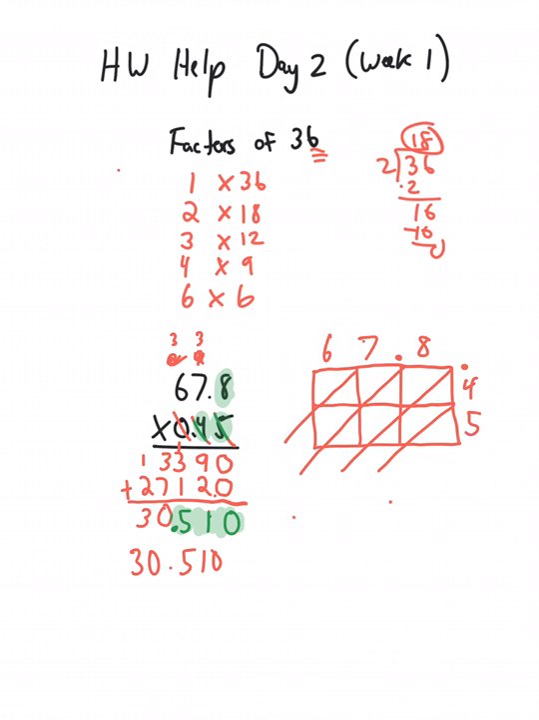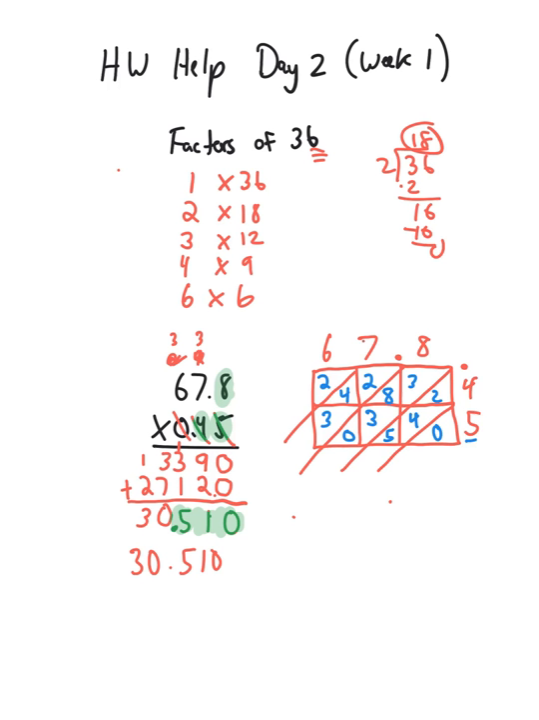Now I'm going to start by multiplying. I'm going to multiply the numbers on the side with the numbers on the top. So 4 times 8 is 32. 4 times 7 is 28. 4 times 6 is 24. Now I'm going to do the bottom row with the 5 here. 5 times 8 is 40. 5 times 7 is 35. And 5 times 6 is 30.